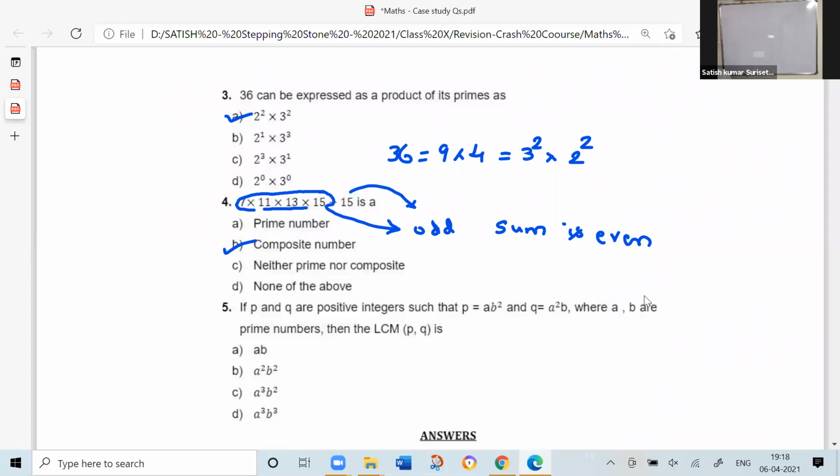Good. If P and Q are positive integers such that P equal to AB square and Q equal to A square B, where A comma B are prime numbers, then LCM of P comma Q. So check the factors of P and Q and tell me what could be the LCM. These are the questions released by the CBSE board. So this type of questions only you are going to expect.